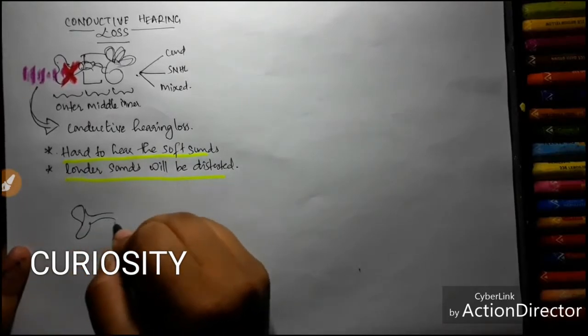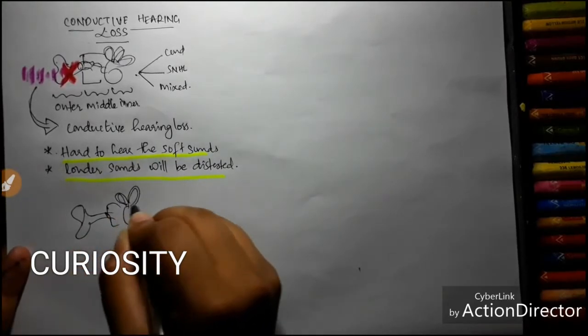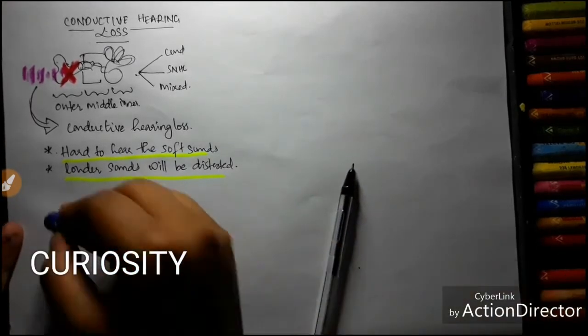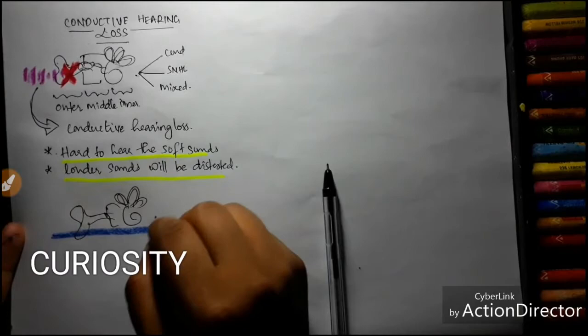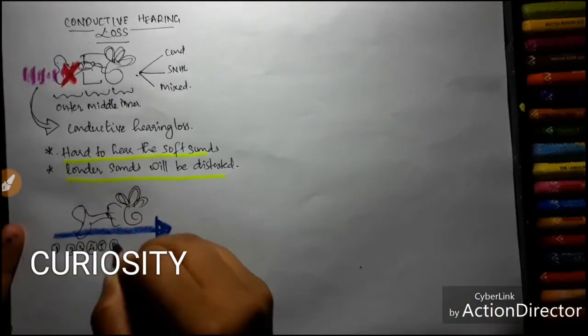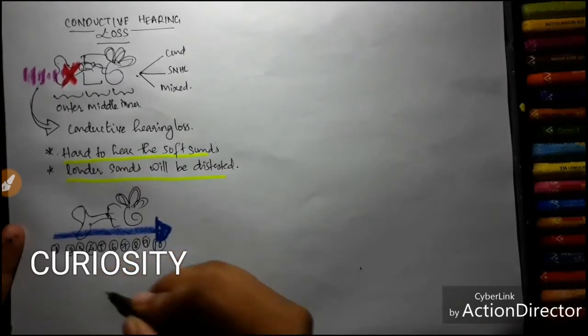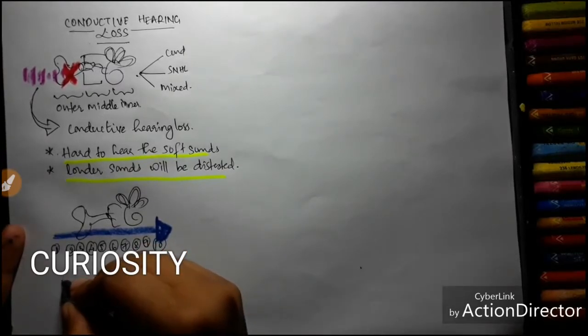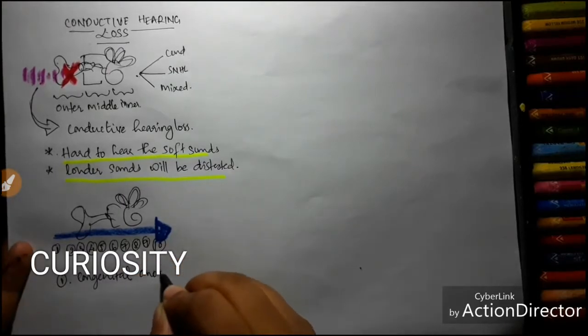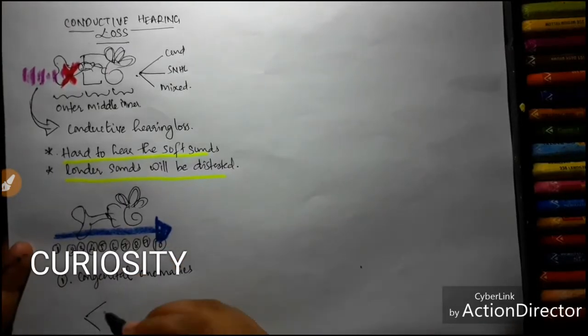Now we'll move to conditions where conductive hearing loss can be present. There are 10 conditions where conductive hearing loss can occur, and we'll go from the outer part to the inner part. So the first one is congenital anomalies.